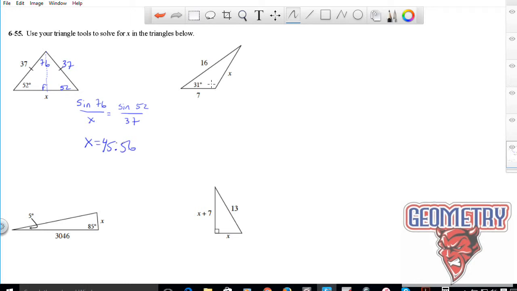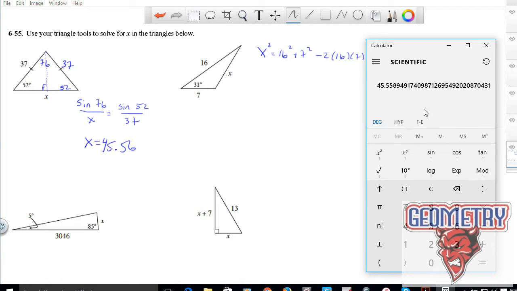This next one here, well, it's definitely a non-right triangle. We have one angle, so this looks like a law of cosines relationship. So x squared equals 16 squared plus 7 squared minus 2 times 16 times 7 times the cosine of 31. Now I don't have a fancy calculator with me, so let's see if we can figure this stuff out here.